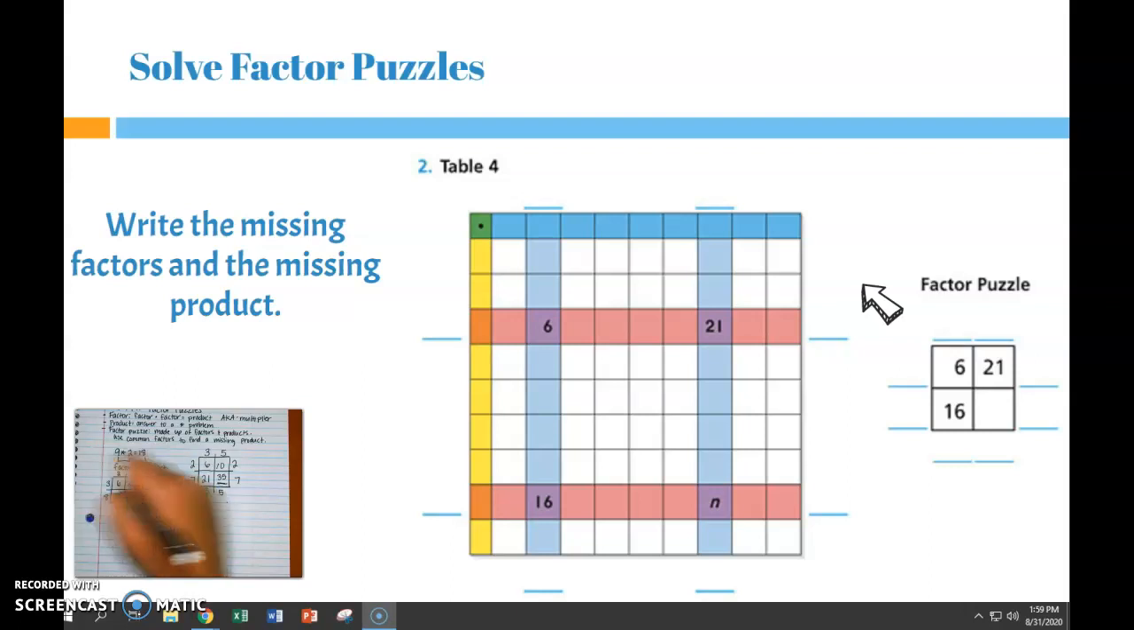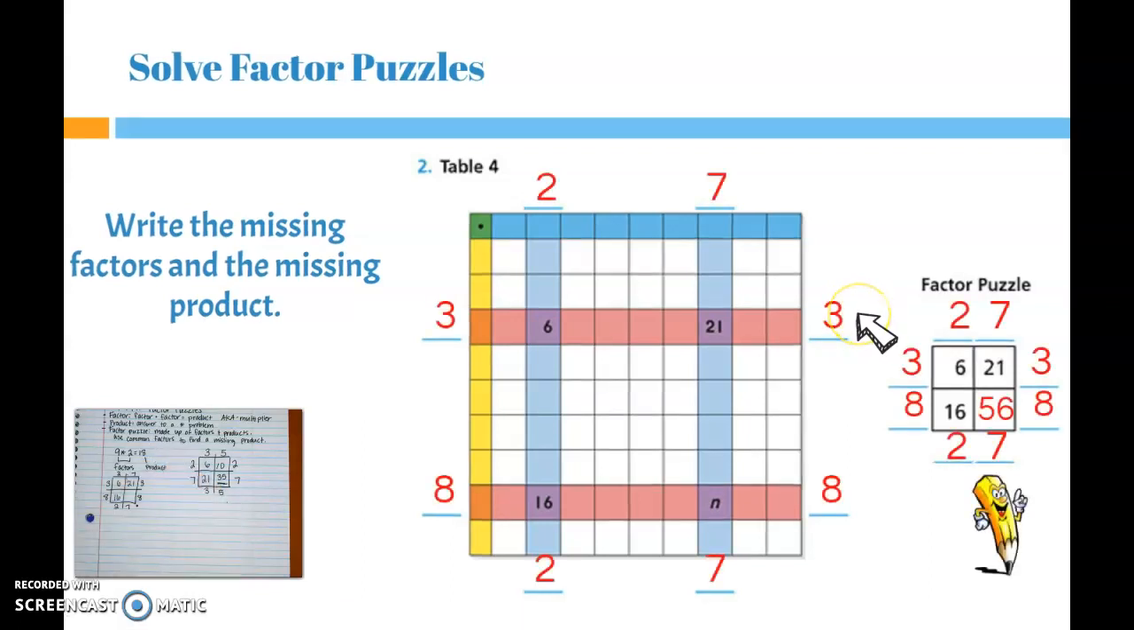I'm going to write it in both places because remember this is still the same row. It's got twins. 3 times what gives me 21? That number is 7. So then to find my missing product, I'm just going to multiply 7 times 8. 7 times 8 gives me my missing product of 56. I like to draw a line when we're doing these practice problems where the blank was. That way I can kind of go back and see what I was trying to solve.